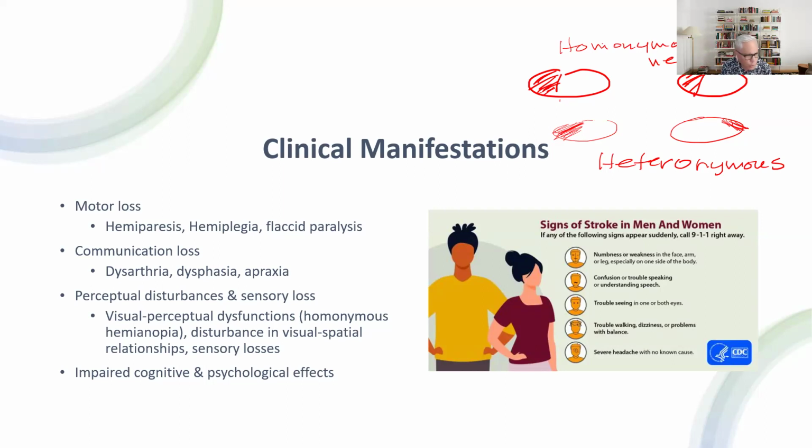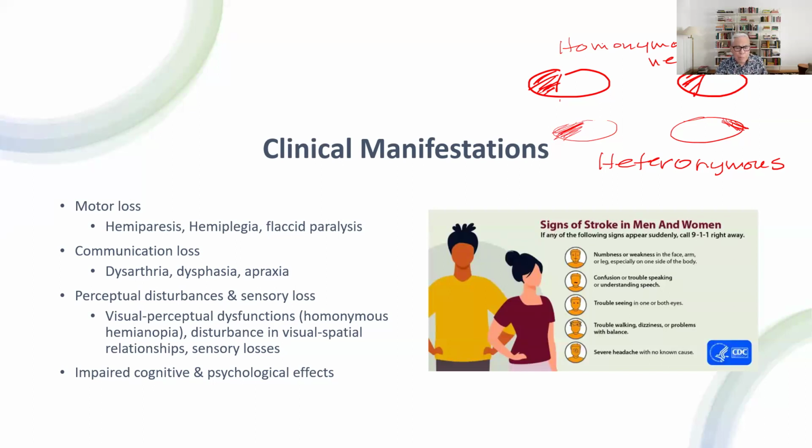The other perceptual disturbances that might occur are going to be disturbances in visual spatial relationships, meaning to say that patients will have difficulty perceiving the relation of two or more objects. And this is usually very common in right hemispheric damage. And lastly, sensory losses like slight impairment of touch, or sometimes the person might have difficulty in interpreting visual as well as tactile and auditory stimuli. All those are going to be signs that the patient might have a stroke.